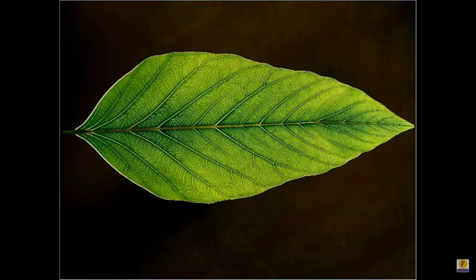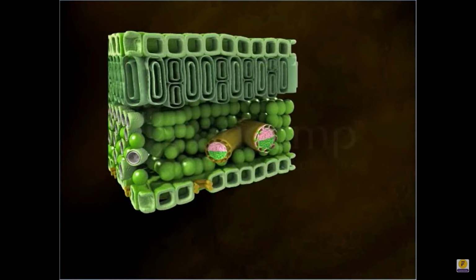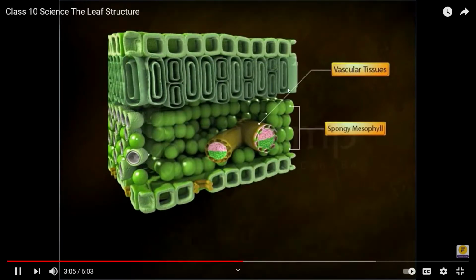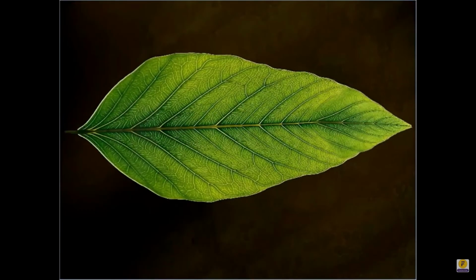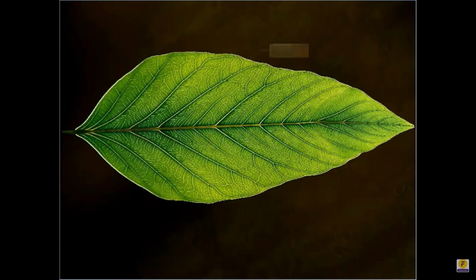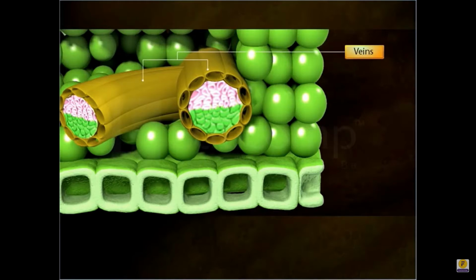Have you noticed those beautiful fine lines on a leaf? They are the veins, which is another important part of the leaf. The veins are the vascular tissues of the leaf located in the spongy mesophyll. These veins are arranged in a specific pattern, a branching network which is called venation. Veins comprise both xylem and phloem.